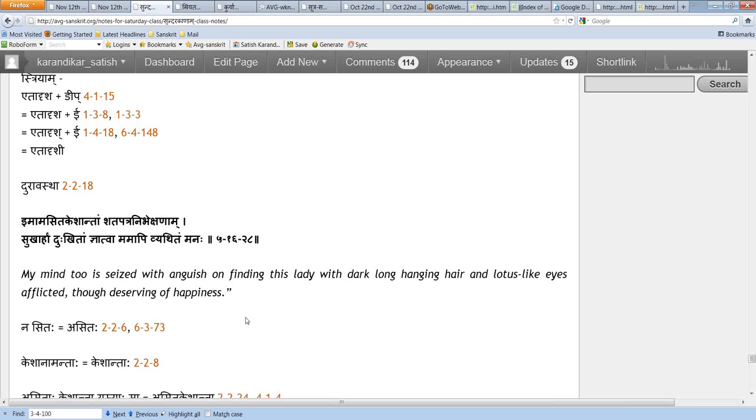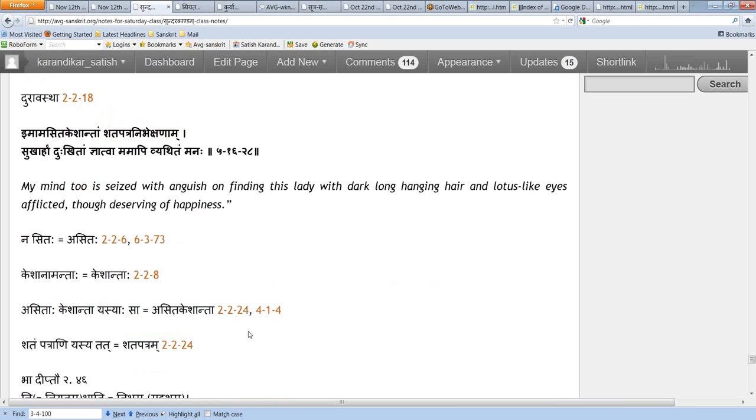Some grammar here: sita is white, so asita is not white, nasitaha asitaha, which basically means dark. The sutram is nan, na lopo nanyaha. So nasitaha, asitaha. Then keshanam antaha, keshantaha, the ends of her hair.